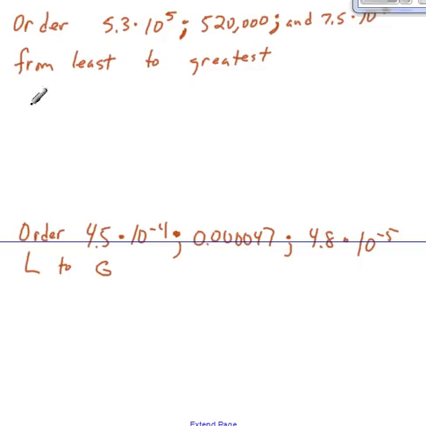All right. Now let's put some numbers in scientific notation in order. So you have 5.3 times 10 to the 5th, 520,000. So I think I'd like to leave these in scientific notation in order to do this. So let's get this one in scientific notation. So this is 5.3 times 10 to the 5th.